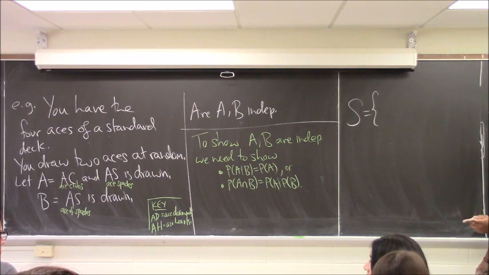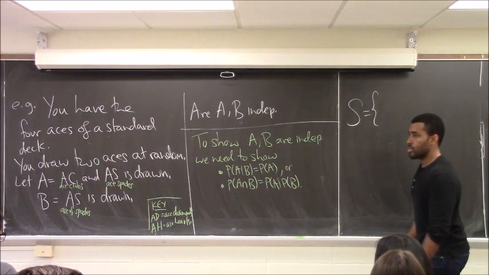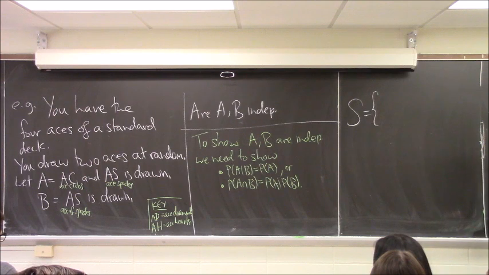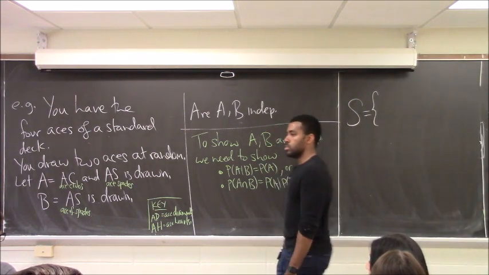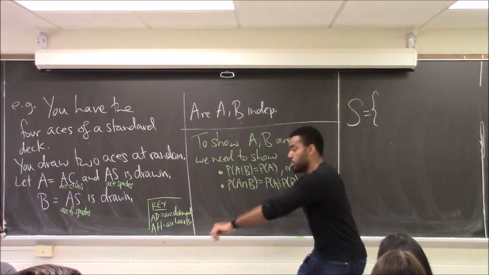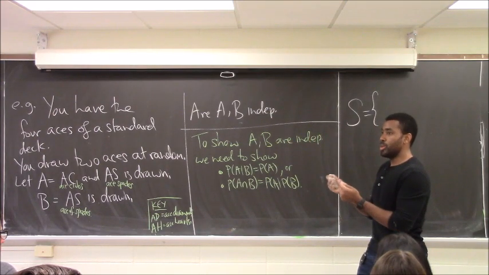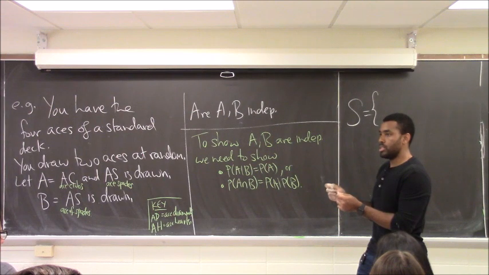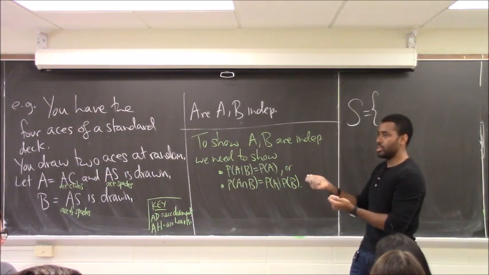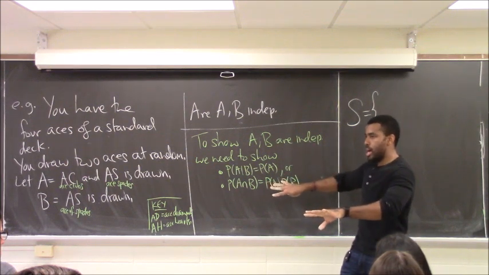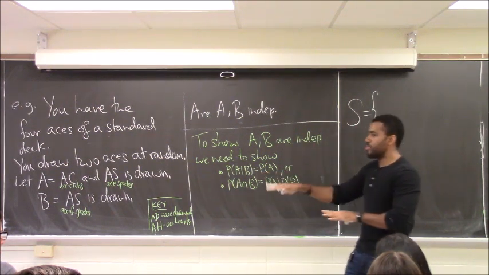Are you putting the ace of clubs and the ace of spades back in before taking? No, I draw two at the same time. So you're not replacing it? No. So that's the random experiment. Someone picks two. So one situation is they pick the ace of clubs and the ace of spades. And another situation is one of the things they picked is the ace of spades. So these are two scenarios. I want to know, does one of those scenarios affect the other one happening?